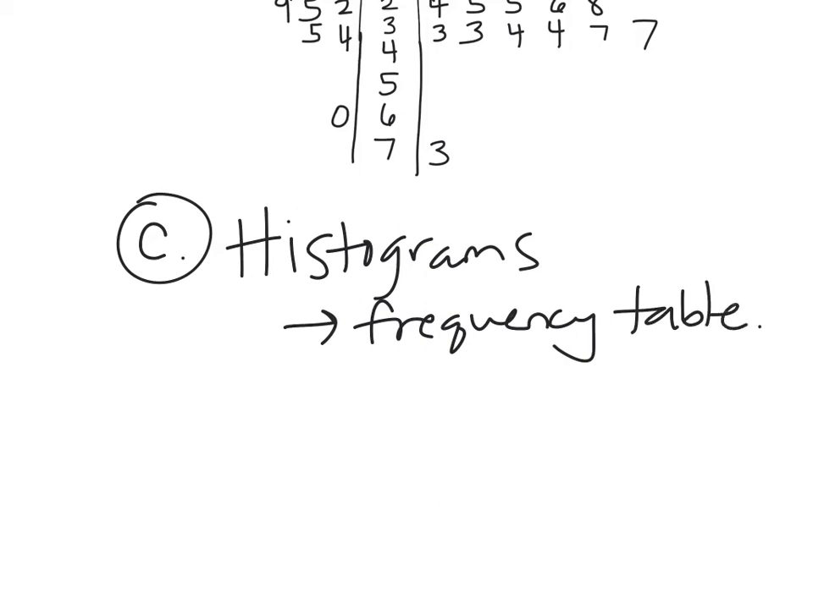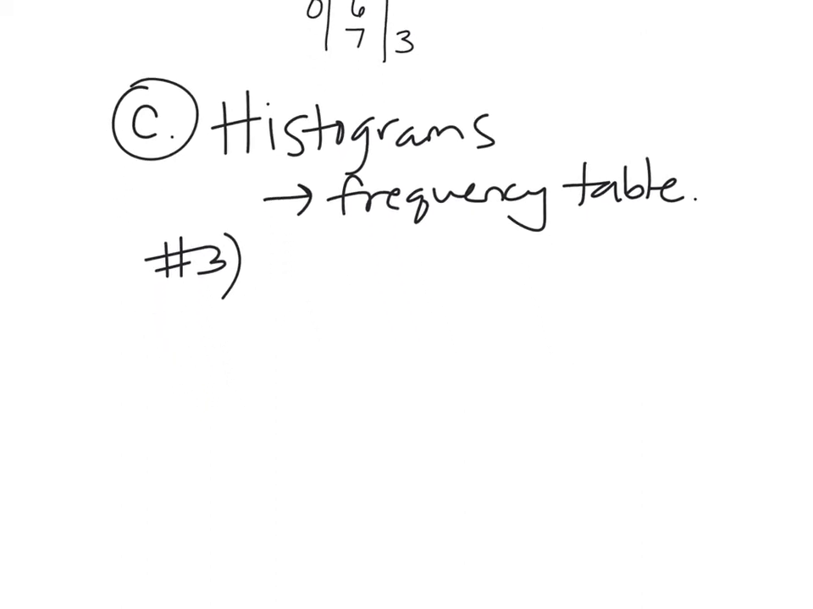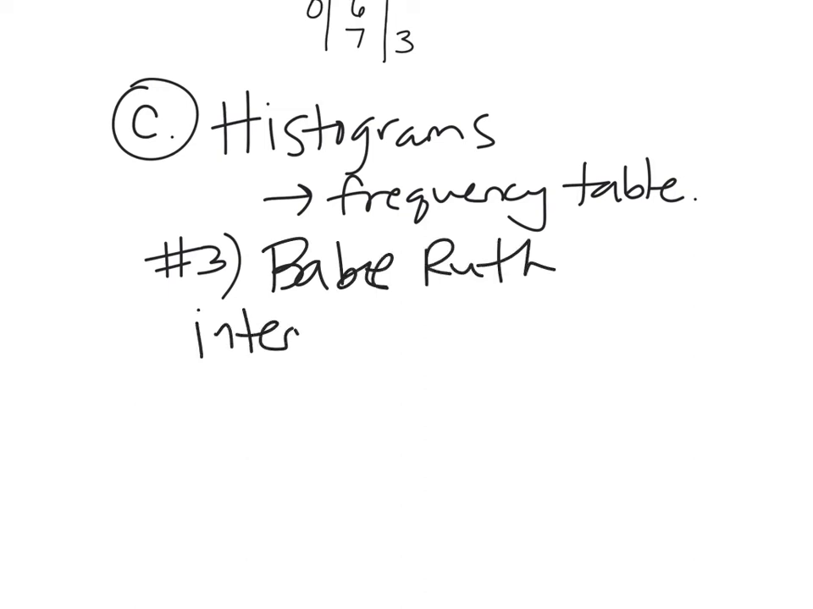So what you're going to do with this, let's do number 3. Let's make a histogram of Babe Ruth's annual home run totals using intervals of width 10. Okay? So we're going to do Babe Ruth's home runs in intervals of 10. All right, so here we go. You're going to get your calculator out, and we're going to let our calculator do all of this.